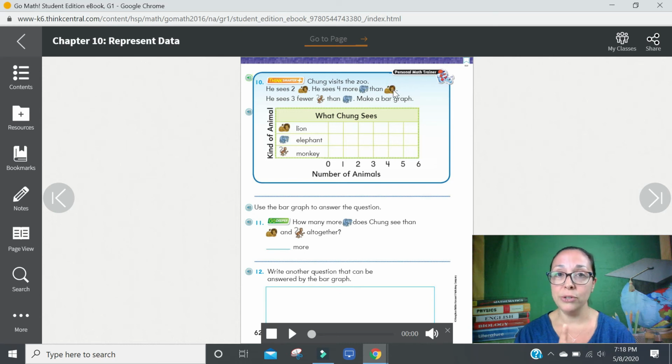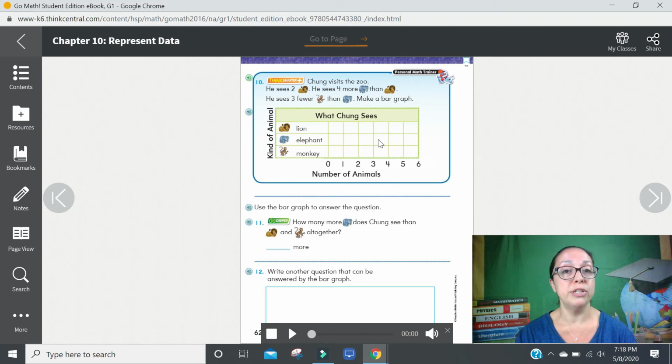Esa parte es fácil. Pero ahora dice que hay 4 más elefantes que leones. No dice que hay 4 elefantes. It does not say that he saw 4 elephants. It says he saw 4 more elephants than lions. So you have to add 4 to the number of lions. Tienes que sumar 4 al número de leones y ponerlo aquí. And you want to write that here for the elephants.